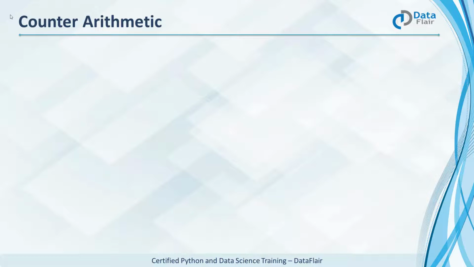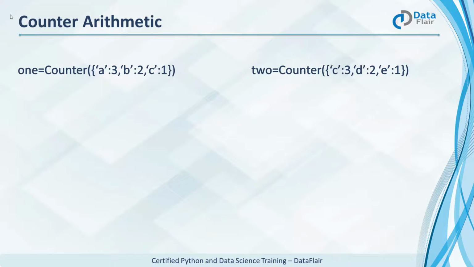Unlike plain dictionaries, you can add or subtract counter objects. Well, it just makes sense. You may need to add the counts for some reason. This is basic counter arithmetic. We have 2 counter objects 1 and 2. Adding them adds their counts for common items and displays the counts for all items from both objects. C is common here, so its count becomes 4.